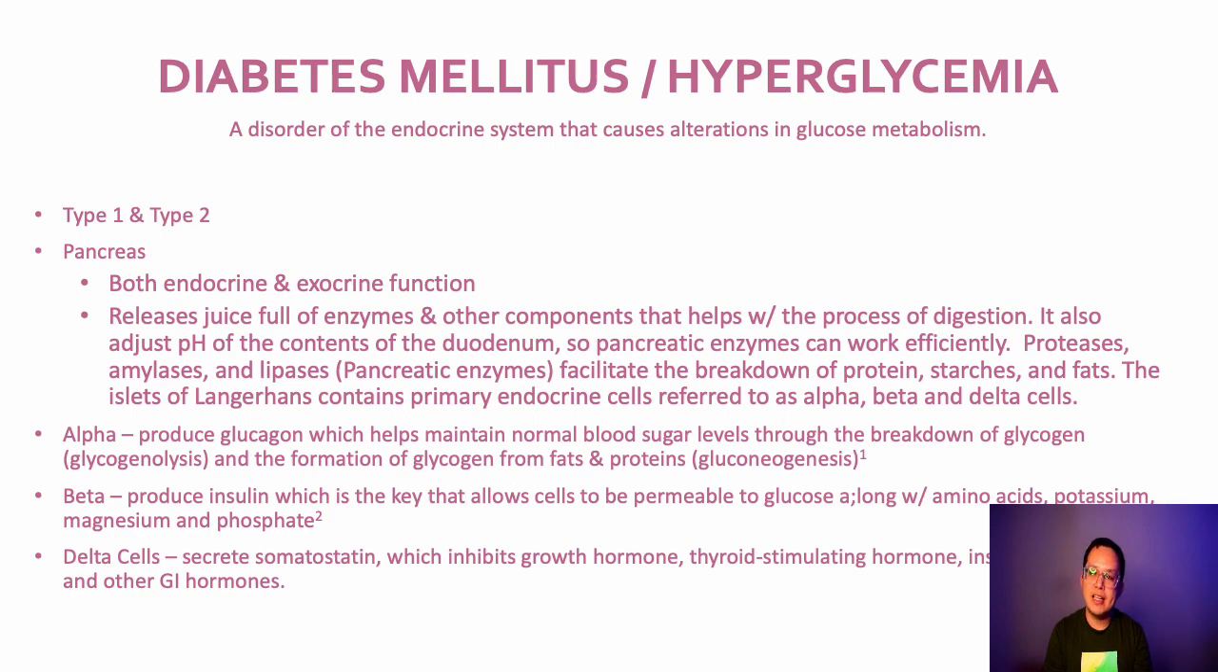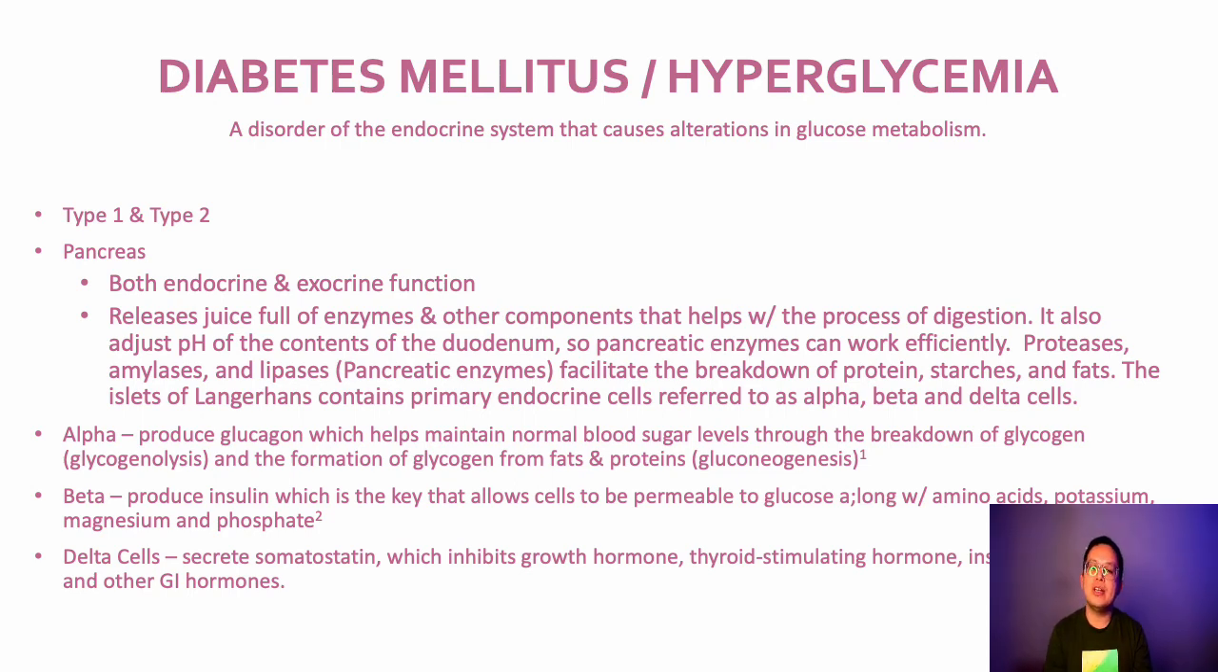The islets of Langerhans contains primary endocrine cells referred to as alpha, beta, and delta cells. So these are the cells I'm talking about that causes a lack of the production of the enzymes in these cells causes diabetes mellitus. So let's see. Alpha produces glucagon, which helps maintain normal blood sugar levels through the breakdown of glycogen. We call it glycogenolysis, and the formation of glycogen from fats and proteins.